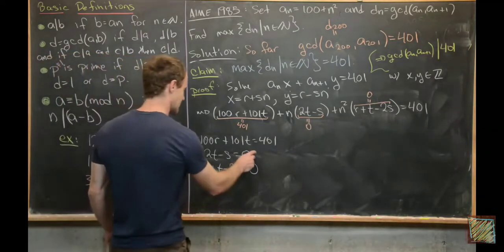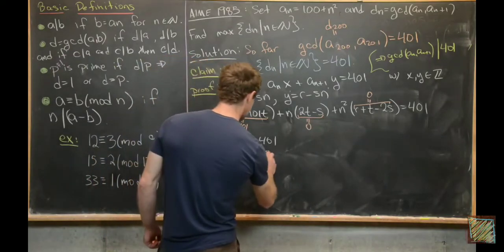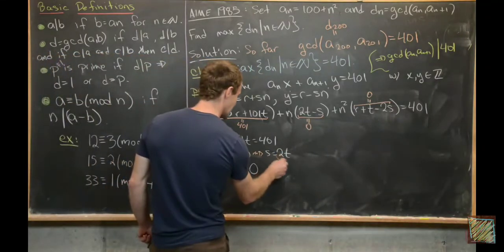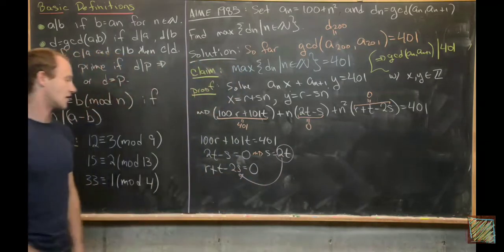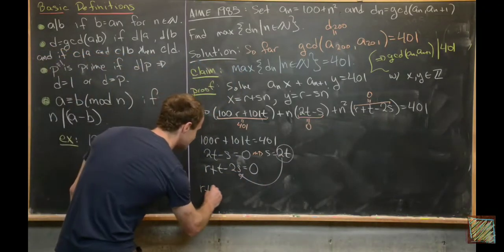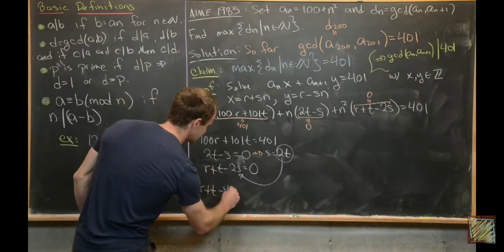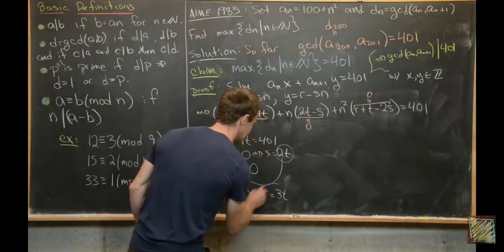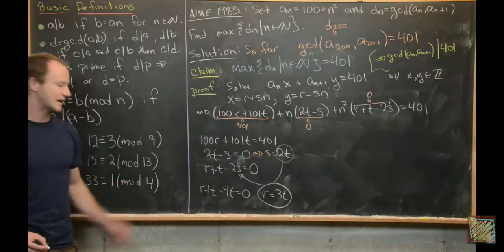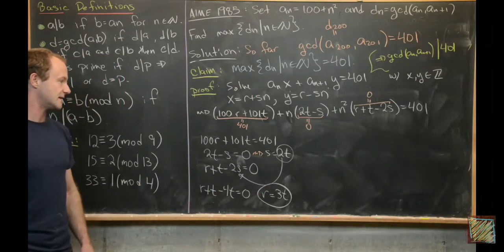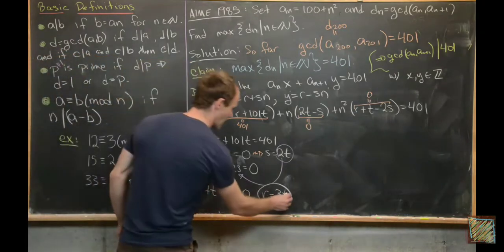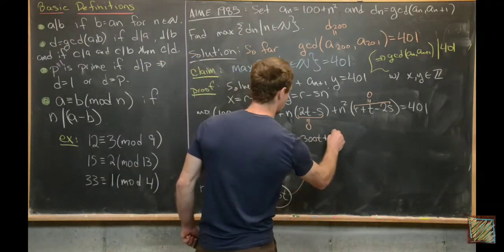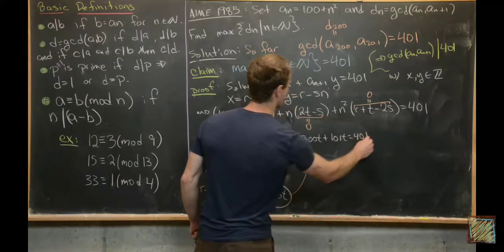So notice this thing immediately tells us that s equals 2t, just moving the s over. Now we can go ahead and take this value of s and plug it in here, and that's going to give us r plus t minus 4t equals 0. So let's see, that means that r is equal to 3t. Because we've got t minus 4t is negative 3t, move that over, we've got r equals 3t. So let's see, we can plug this value of r in here, and that's going to give us 300t plus 101t equals 401.